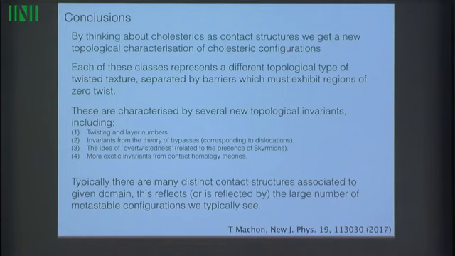The point is, you get all this new topology that comes about if you just think about Cholesterics in this way. And what you typically find is there are a large number of distinct contact structures, corresponding or reflecting perhaps the fact that typically you see a large number of metastable configurations for a Cholesteric.